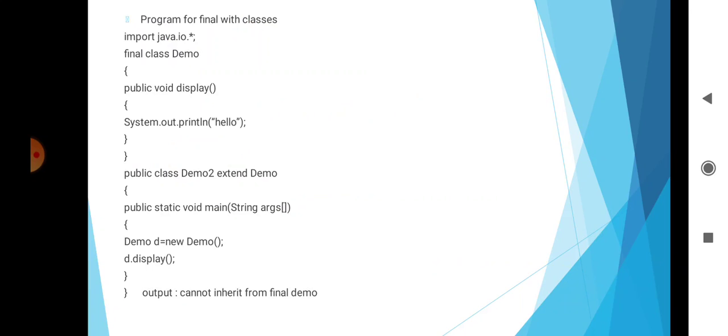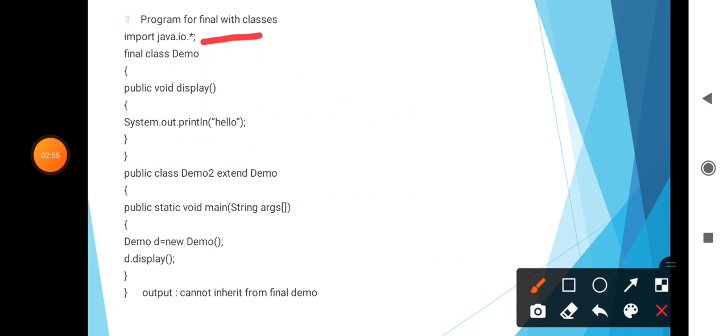We have already seen final methods and final variables, so here we will see only a final class example. Suppose this is one of the programs for final with classes. Import java.io.*, final class demo1, public void display, System.out.println hello, and public class demo2 extends demo1. Then public static void main String args, demo d = new demo, then d.display.